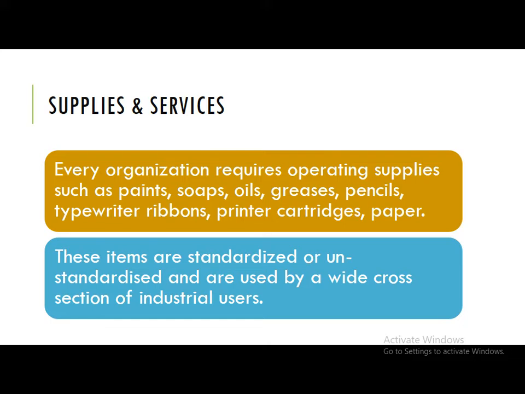Next part is supplies and services. Every organization requires operating supplies such as paints, soaps, oils, greases, pencils, typewriter ribbons, cartridges, and various types of papers for printing purposes. These items are standardized or maybe unstandardized and are used by a wide cross section of industrial users.